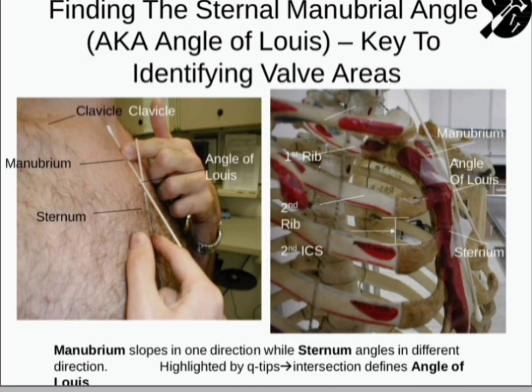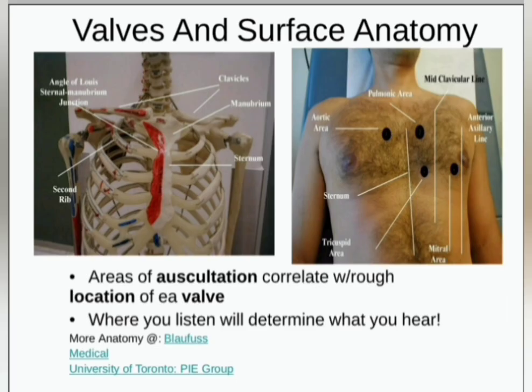The sternal manubrial angle, aka the angle of Louis, is key to identifying the valve areas because it is at the location nearest to the second intercostal space. As shown in the figure, the sternum and manubrium intersect at the angle. The areas of the valves are not exactly the same as the auscultation areas; they roughly correlate. For example, the mitral valve would not be exactly at the mitral position of auscultation, but it may be roughly near that space.